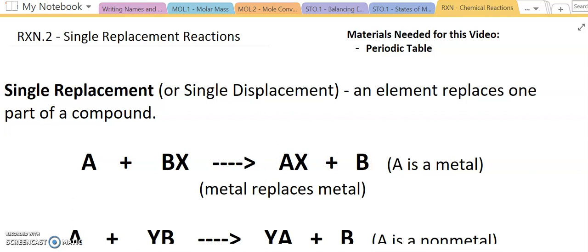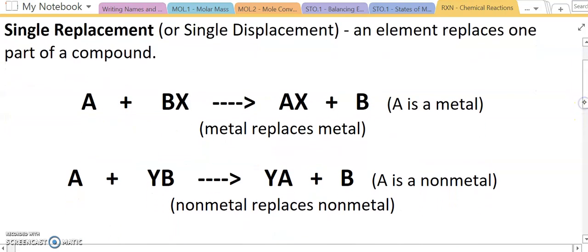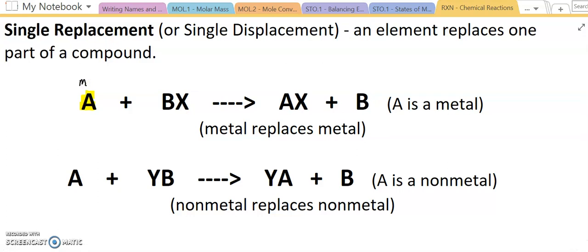So single replacement, which is sometimes referred to as single displacement, it's the same thing, is when an element replaces part of a compound in a chemical reaction. This can happen in two different ways. I can have an element that is going to be a metal, and I can have an element that is going to be a nonmetal, and the replacement looks a little bit different.